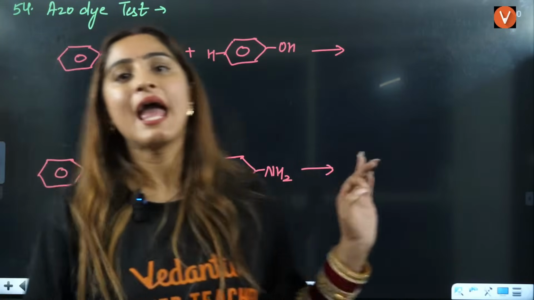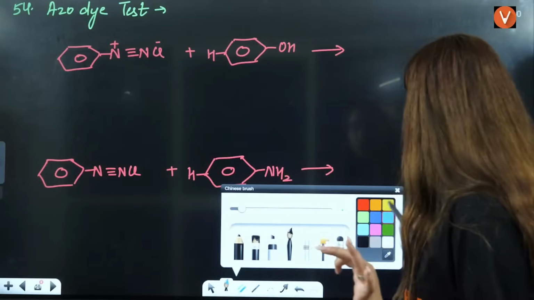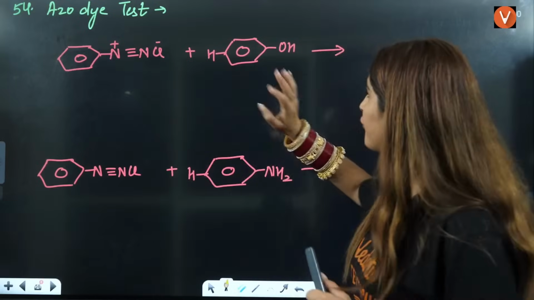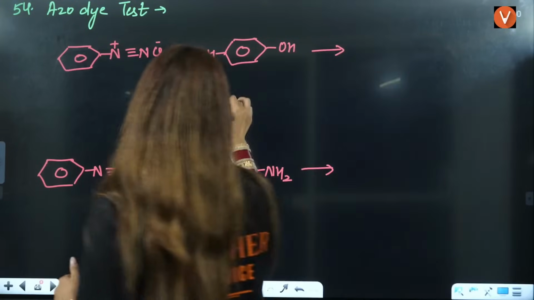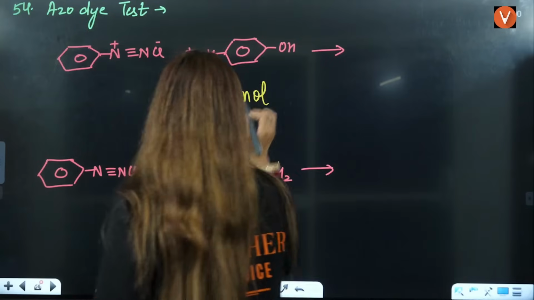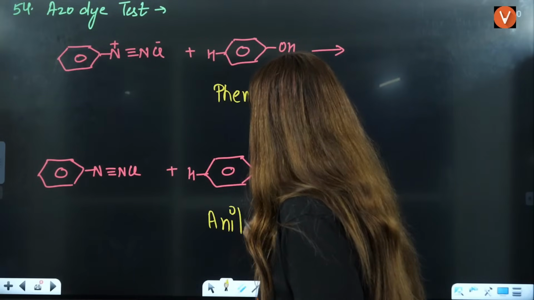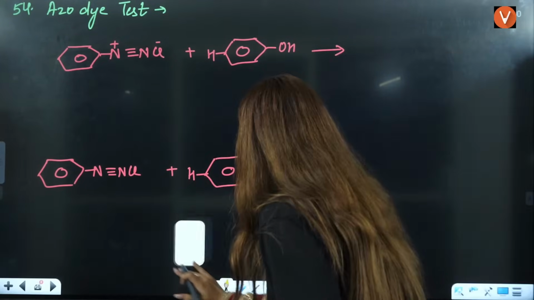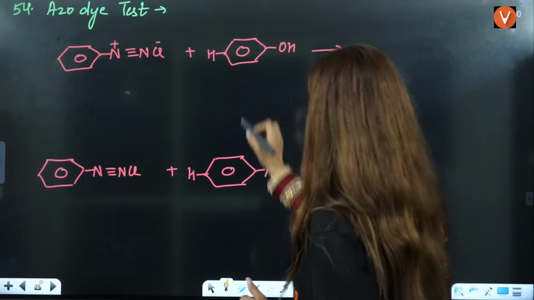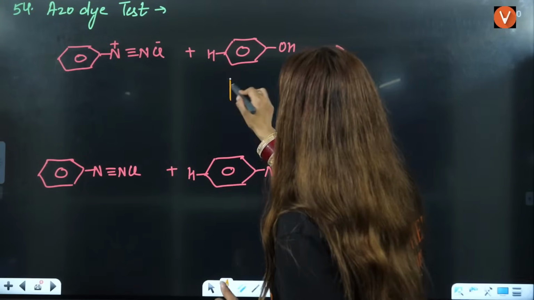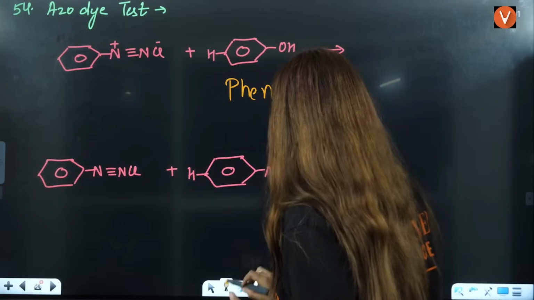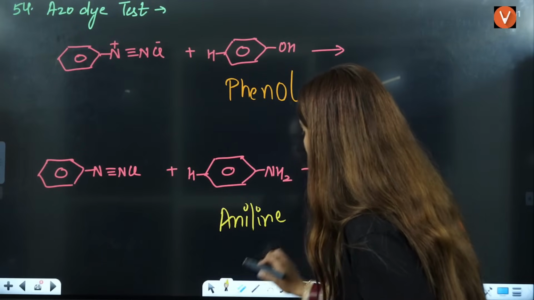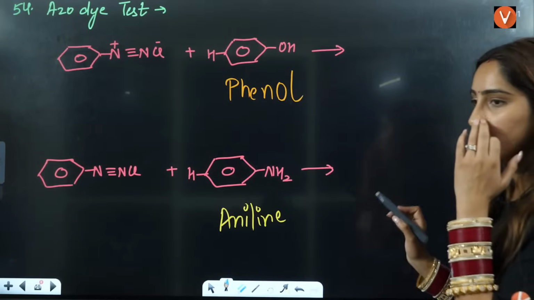Next is the azo dye test. For the azo dye test, what you should remember is that we basically use diazonium chloride here. If you have an azo dye, that is of phenol. This is aniline. So what they can ask you is the color. Let us see how many of you remember the color. This is phenol, this is aniline. I had given you a hint here. Let us see how many of you are able to answer this.